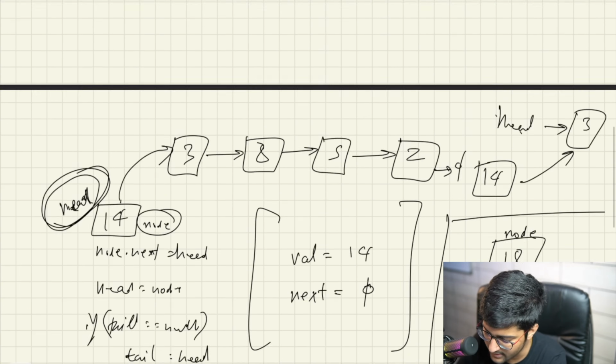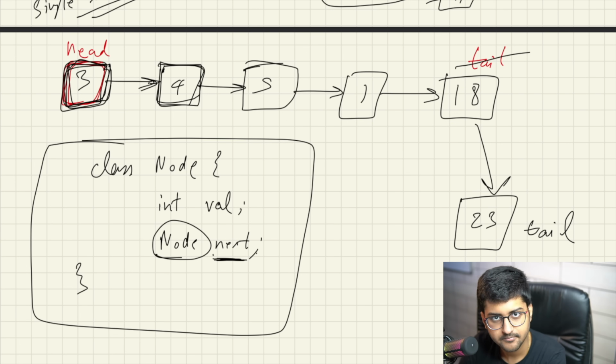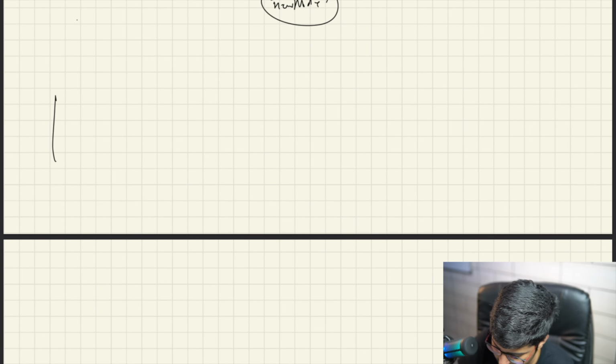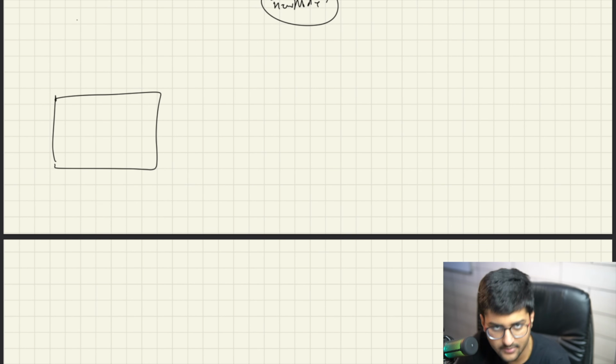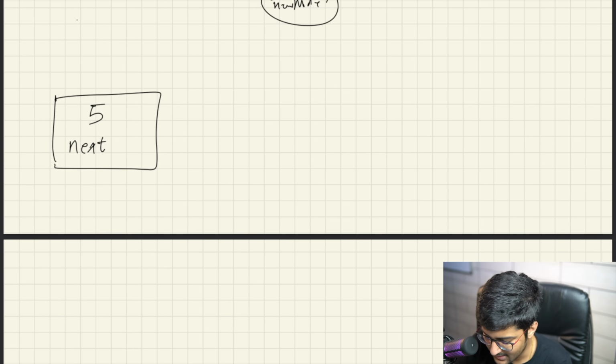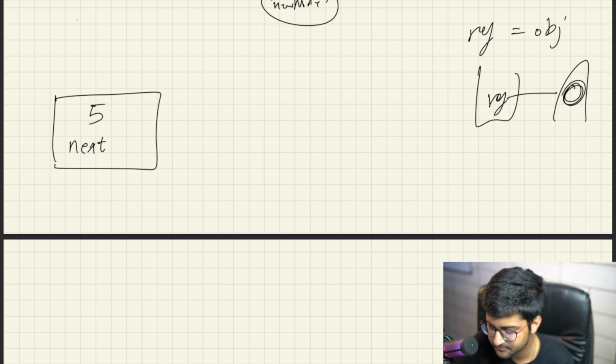Now you may be like, Kunal, we understand that this value is an integer type. But why is the next pointer, or next reference variable, of node type? Isn't it obvious? When we have a linked list like this, this will have an integer value 5, and it will have a next pointer. When we say reference variable is equal to object, does it not mean that it's a reference variable pointing to an object in heap? So internally, it will also be something like this.